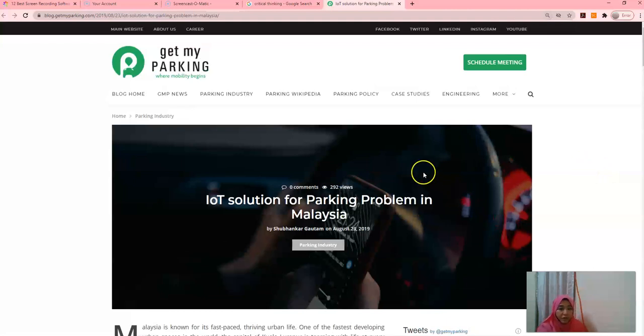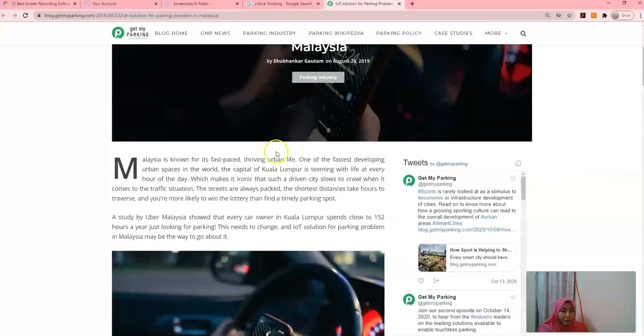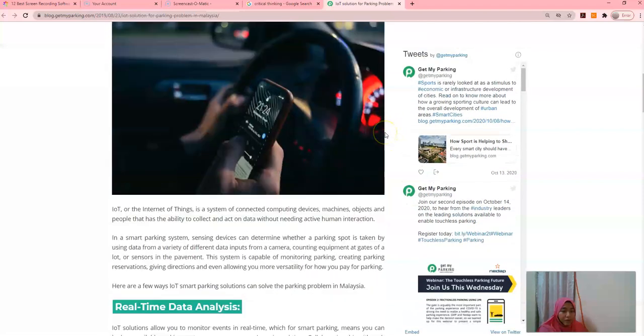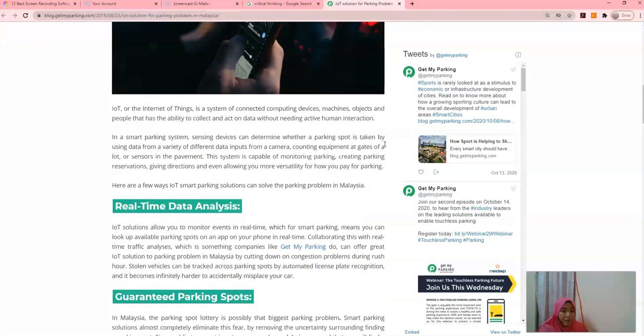Okay, so this is an IoT solution for the parking problem in Malaysia. Normally when we talk about the internet, we are using mobile. So with a mobile solution, you can connect to your device to know the parking system that we have.